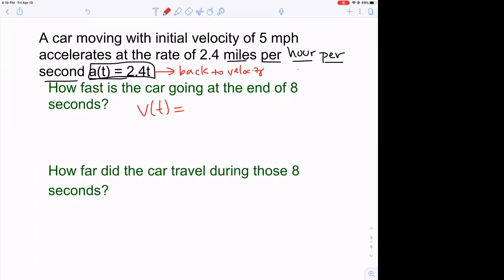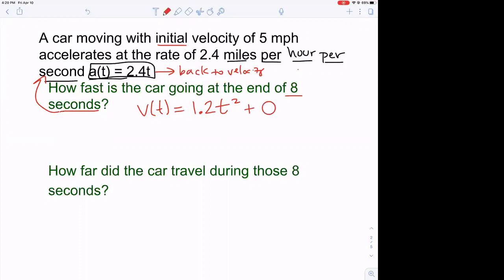In physics, you always do have a time squared. But the nice thing is if they said hour per second, that means at the end of 8 seconds, that's going to relate to this. That means we can just go backwards and plug in 8 seconds. So if we go backwards, we're going to get 1.2 t, which is going to be miles per hour. But then also, no, 1.2 t squared, my apologies, plus c.